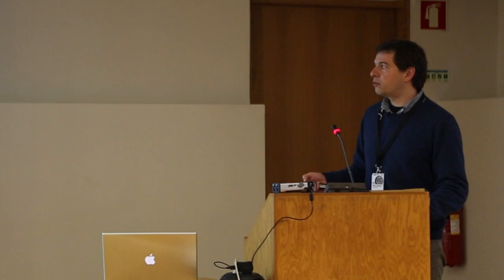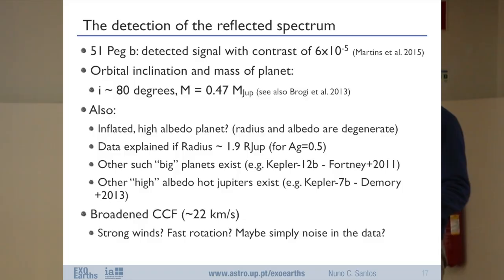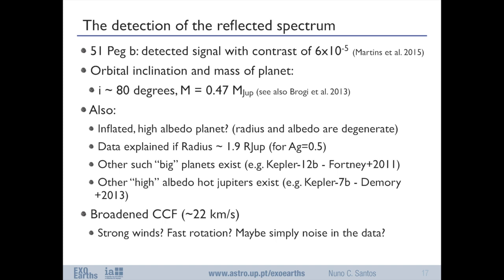One thing that is still bothering us is that the CCF of the planet is actually quite broadened, and this can be explained by strong winds, maybe, fast rotation, maybe, or just noise in the data. So I would say we have a clear detection, but the parameters of the final CCF are not known very accurately.